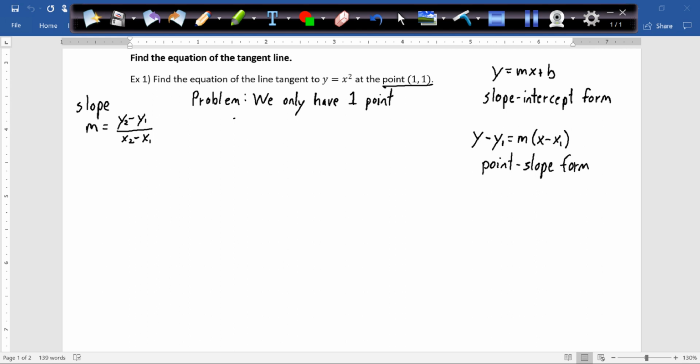Well, here's the thing. With tangent lines, you only have 1 point. You're only given 1 point. You can't just pick a random second point there. Remember, if we're finding the slope of the tangent line, it only hits the curve once around that 1 point we have. So we cannot use our regular slope formula anymore. Not directly, at least.